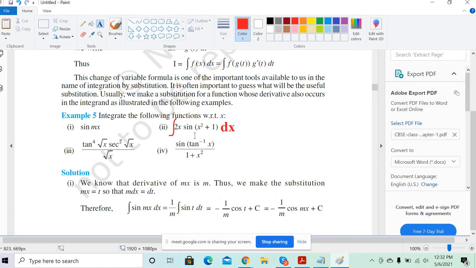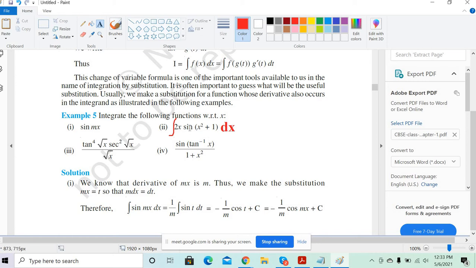Now we don't know the formula. Here it is 2x and sin of (x square plus 1) dx. When we look at formulas 15 and 16, we don't find anything related to this. We have the integration of sin x and of cos x, but we don't have x into sin of (x square plus 1). So we try to get into the formula. If we change the entire integration to sin of something, then it will be easy. Then we can directly put minus cos and write down the answer, isn't it?